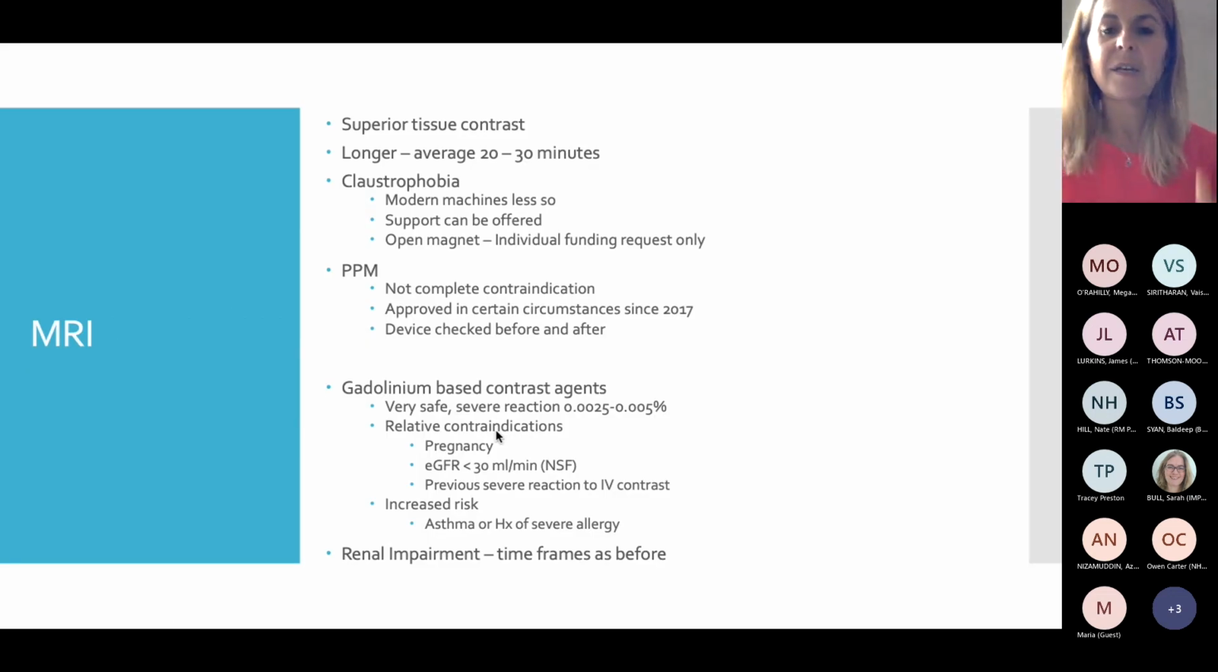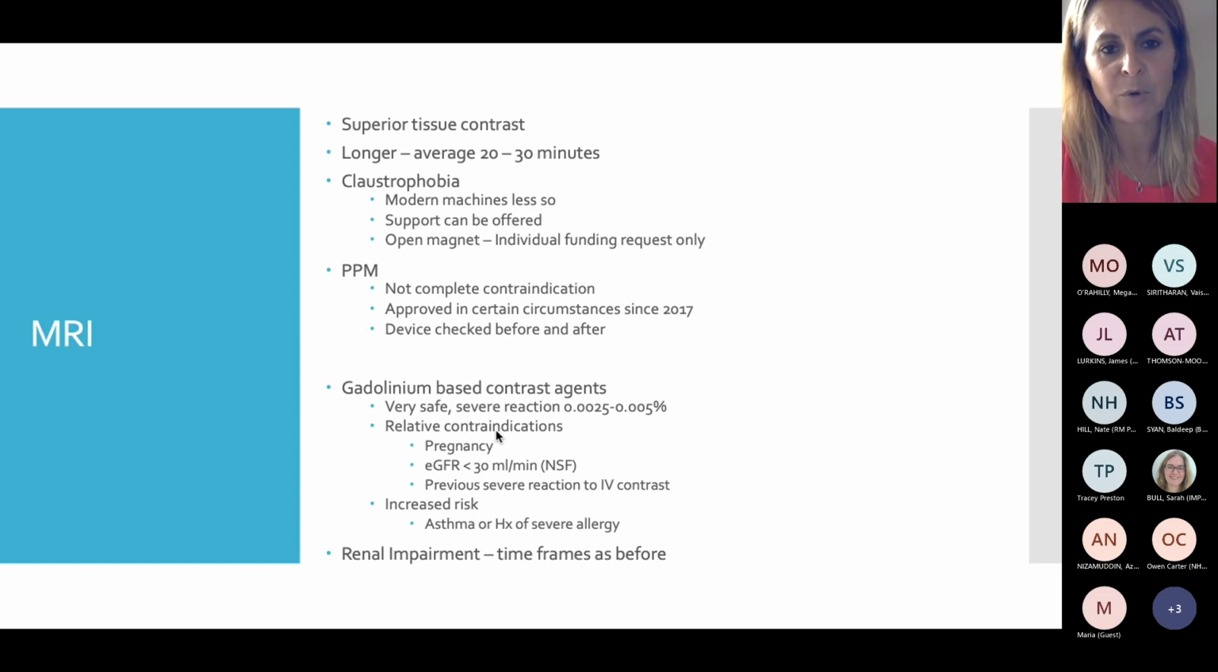So MRI, we'll move off CT and just focus on this for a bit. This has superior tissue contrast and gives greater anatomical detail to structures, but it is a lot longer. It takes on average 20 to 30 minutes, and some scans can take up to 45 minutes to an hour, depending on how many sequences we do.